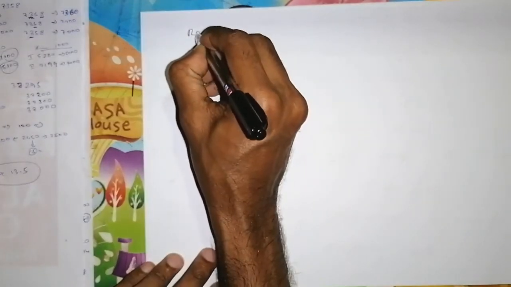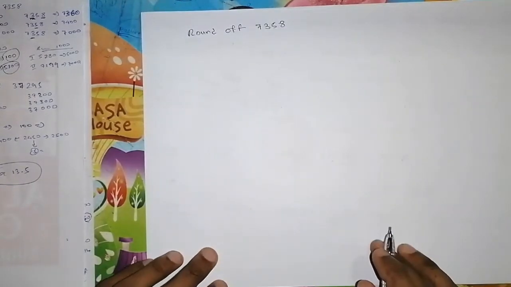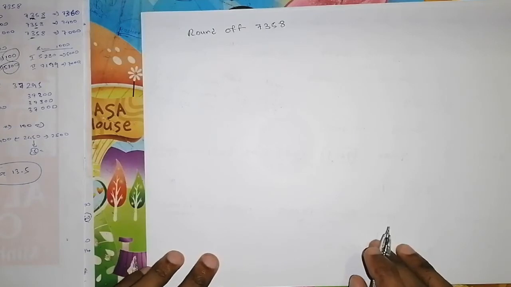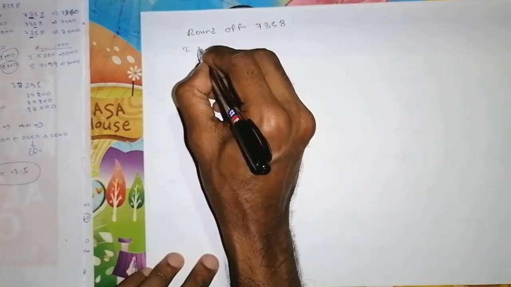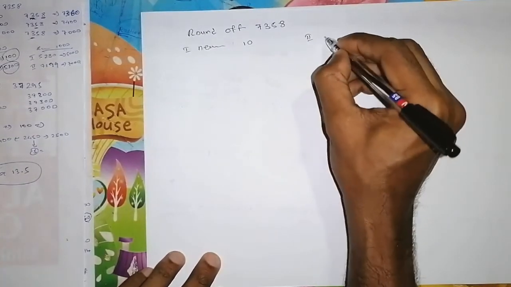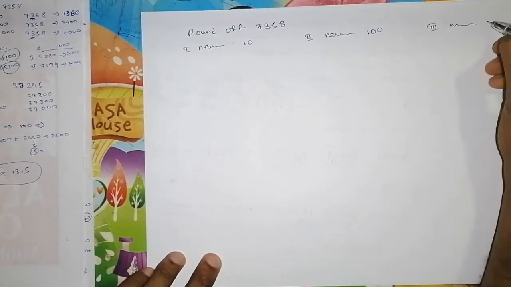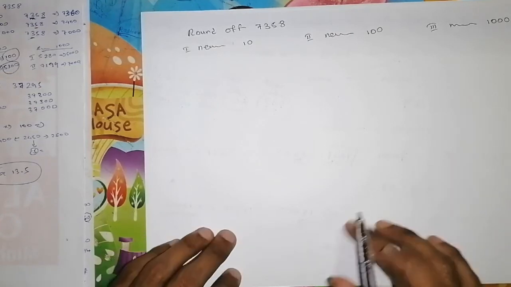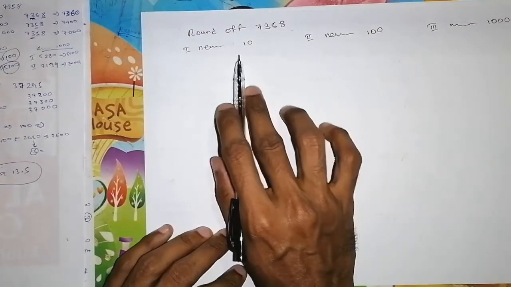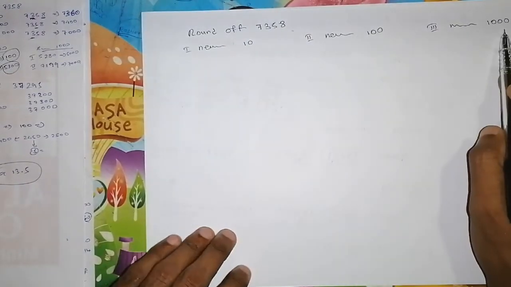Okay, we have some questions to discuss. Round off 7358. The first question, nearest 10. Second question, nearest 100. Third question, nearest 1000. So we have one number, and we should round it off three ways: nearest 10, nearest 100 and nearest 1000.